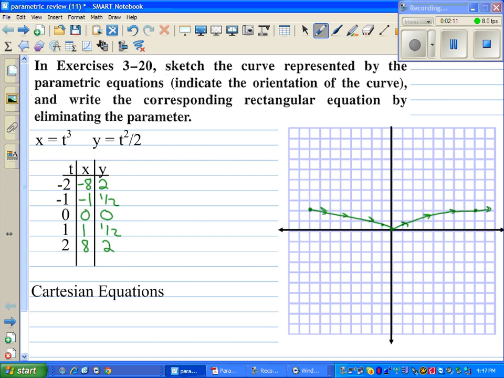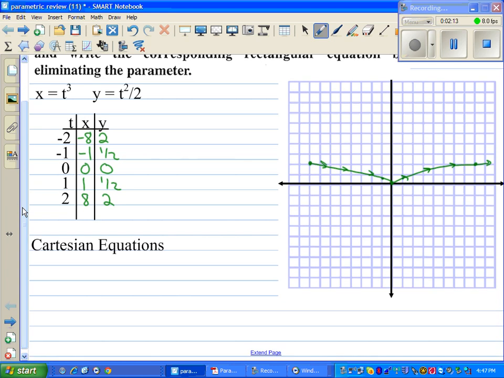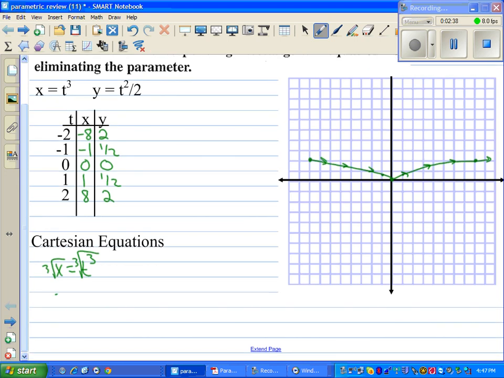Now we want to create the rectangular equation, meaning our typical y equals, or even in some cases, if it's more convenient, we'll have x equals. In this case, I guess we could go either way. If we have x equals t to the third, we want to get t by itself, so we'll take the third root of both sides, and we get the third root of x equals t.